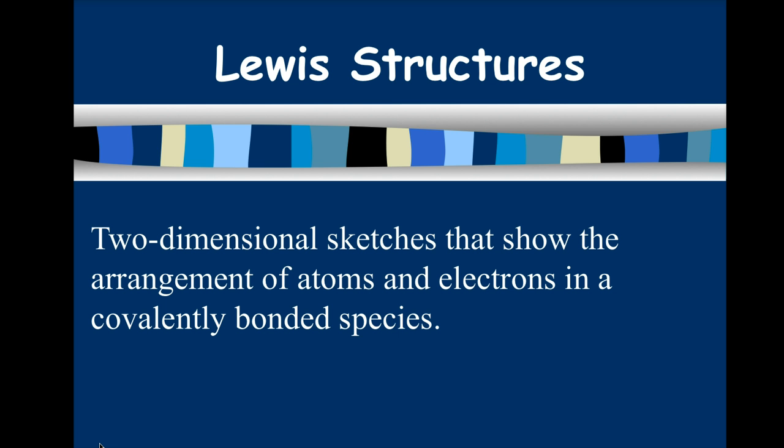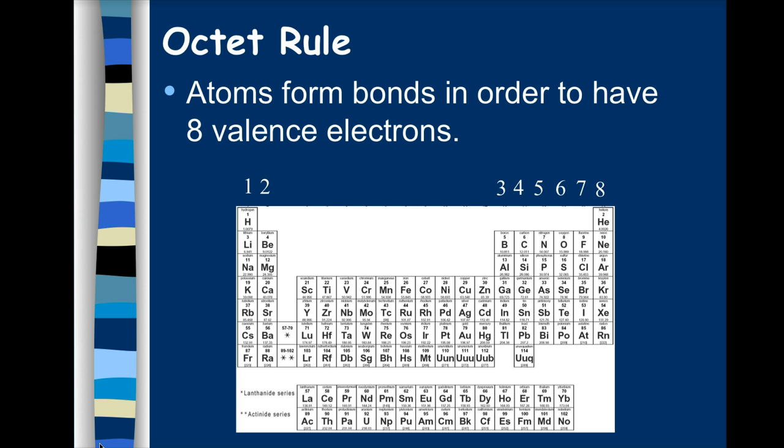using dots. Lewis structures cannot show the shape of a molecule, they are only two-dimensional. We will determine the shape of molecules using the VSEPR theory, which will come later. Now, the reason why atoms are bonding is to satisfy what is known as the octet rule. So atoms form bonds in order to have 8 valence electrons.